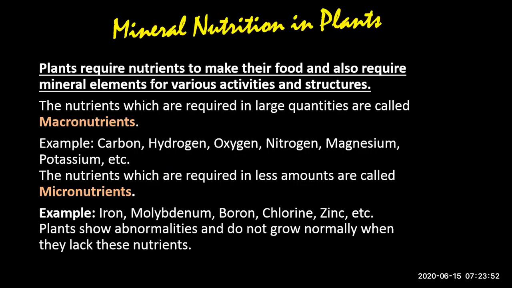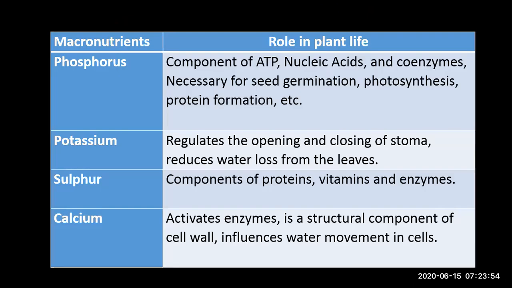Talking about these macronutrients and micronutrients one by one, let's talk about macronutrients which are required by plants and what is their role in plants. Phosphorus, potassium, sulfur, and calcium. Let's talk about phosphorus. It's a component of ATP.